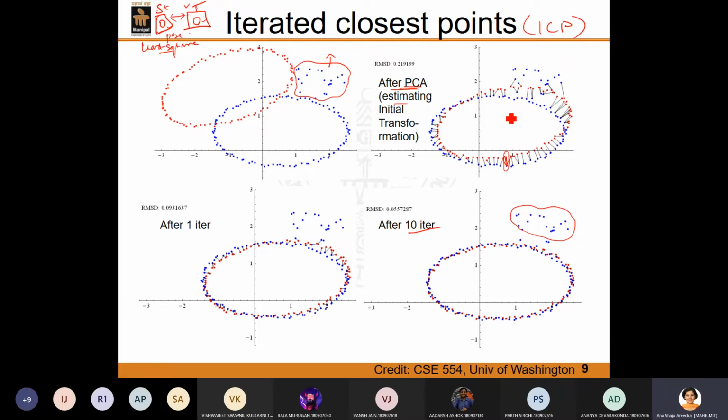Now, in order to refine this, the iterated closest point will try to find the closest point for each of the points in the target with respect to the source. While finding that, there is a one-to-one correspondence when you're trying to find the closest point of each of these point pairs. And eventually the outliers, the ones which are further away, would be discarded.